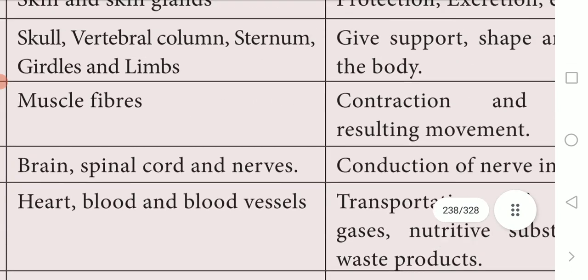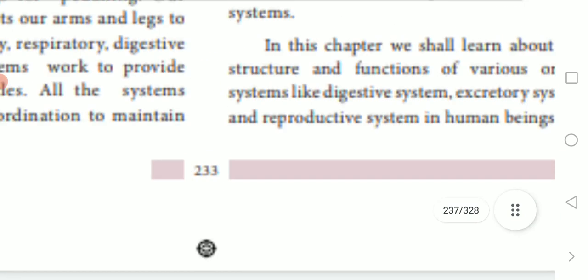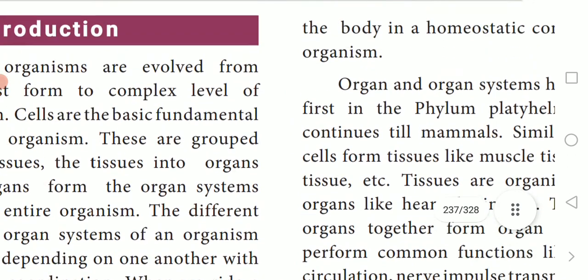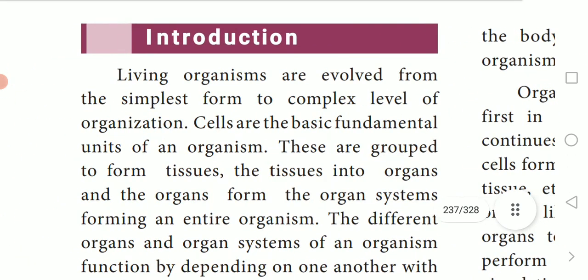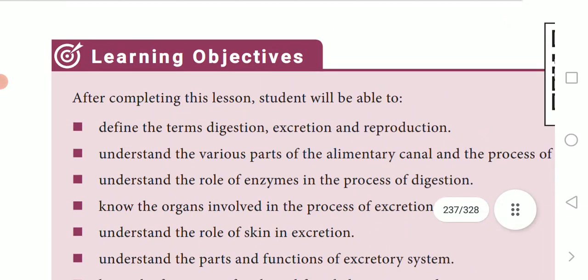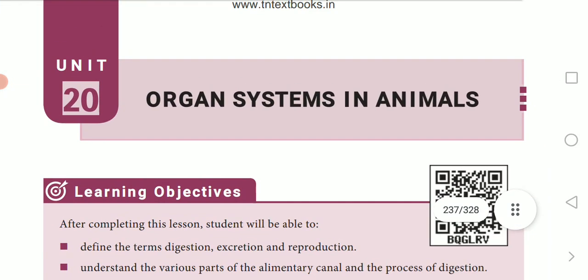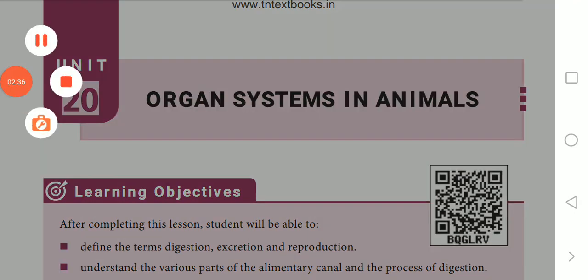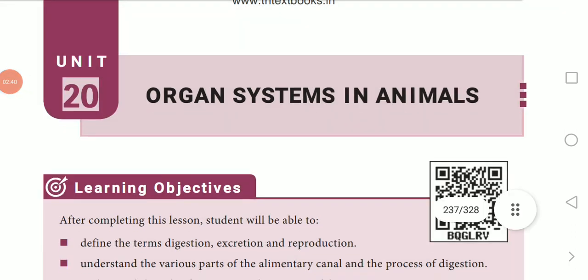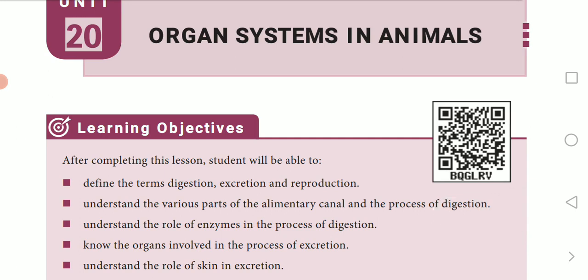tissue. Do you know what I mean by tissue? Tissue means a group of cells; they form a tissue. A group of tissues form an organ. A group of organs form organ systems in animals. So in this chapter we are going to see what organ systems are and how they are formed. Small organs joined together form one organ system.